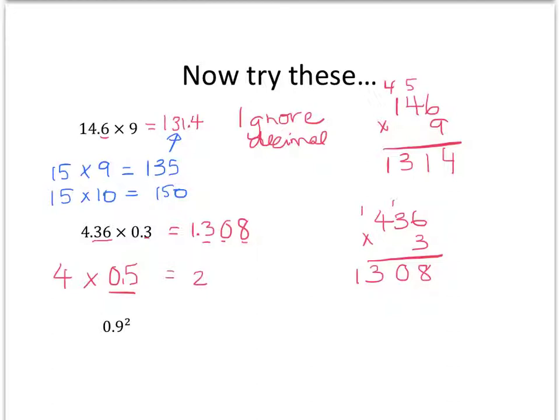Last question is 0.9 squared. So what you'll have to recognize here is that means 0.9 times 0.9. Okay, so let's do multiplication of whole numbers. 9 times 9 is 81. I've got 2 decimal places in my question, so I need 2 decimal places in my answer. 1, 2. My decimal is going to go here. And just to make it neat, I'll put a 0 in. 0.81 is my answer.